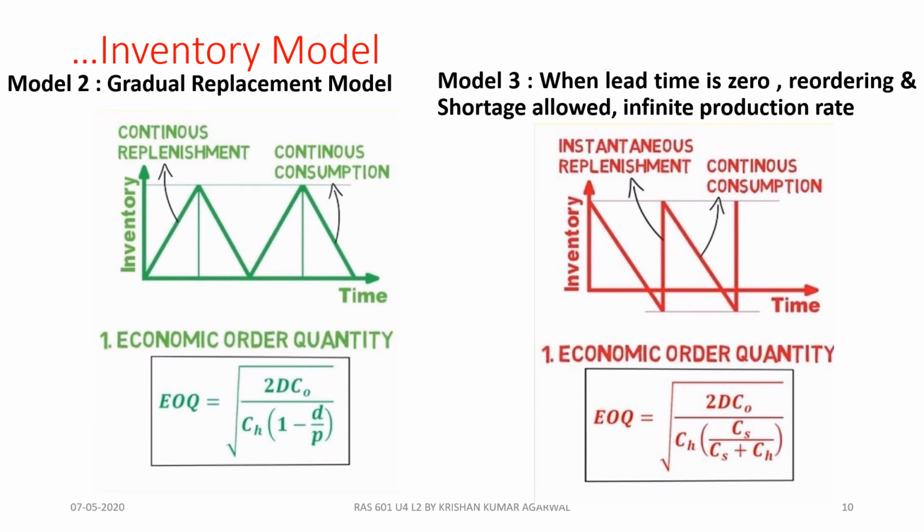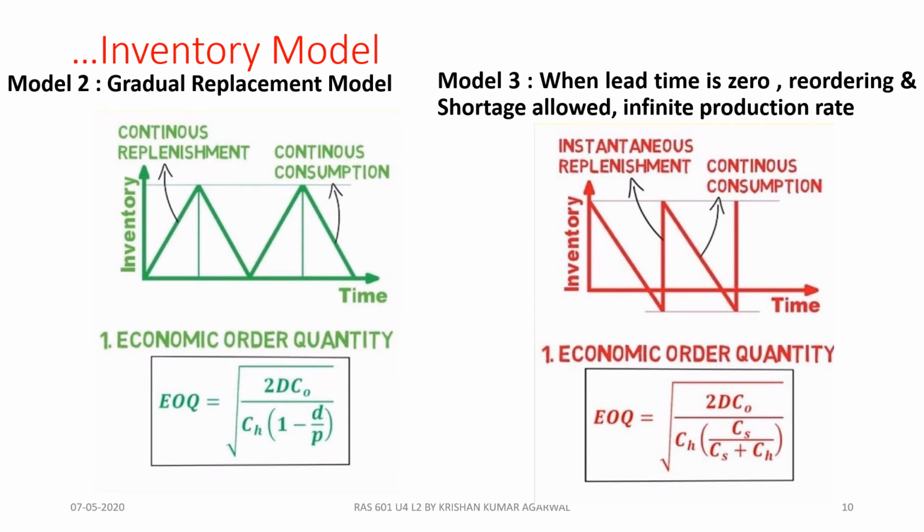In the next model, the conditions are that continuous replenishment takes place as well as continuous consumption takes place. Both these things are considered on a gradual basis, and so the model is also known as the gradual replacement model. As per this model also, first we have to calculate the total cost involved in the inventory, by taking the summation of ordering cost as well as holding cost.